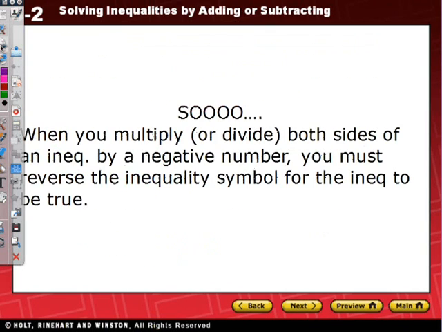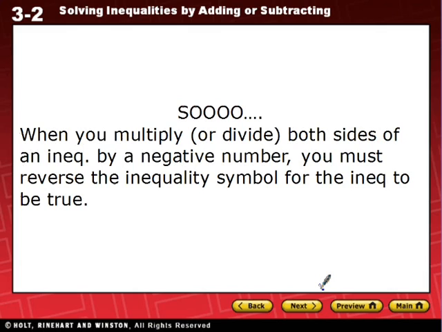So what I want you to write down, and you could write this below the box somewhere, or up above by key concepts is a good place to put it too. When you multiply or divide both sides of an inequality by a negative number, it's what's attached to the variable that matters. You must reverse the inequality symbol for it to remain true.